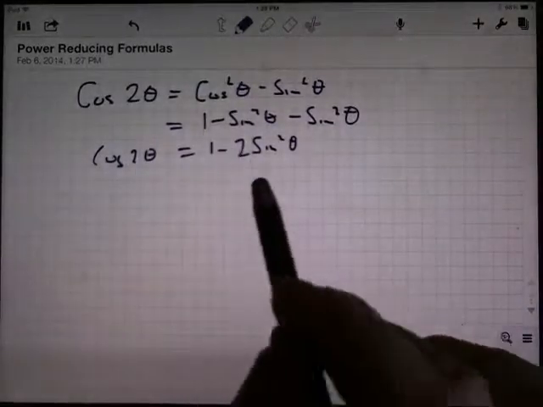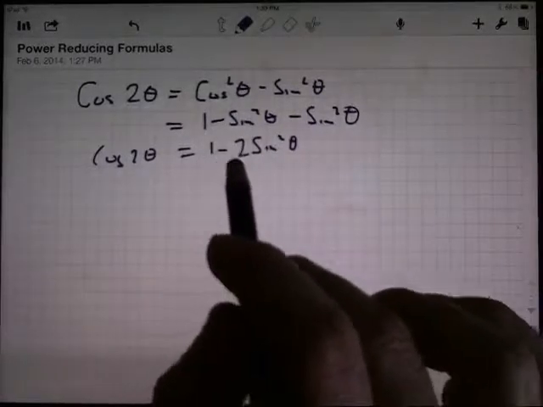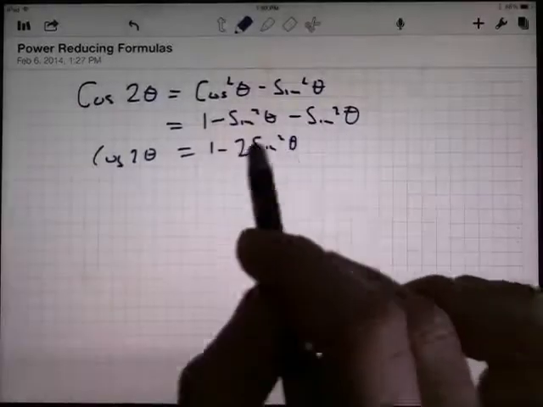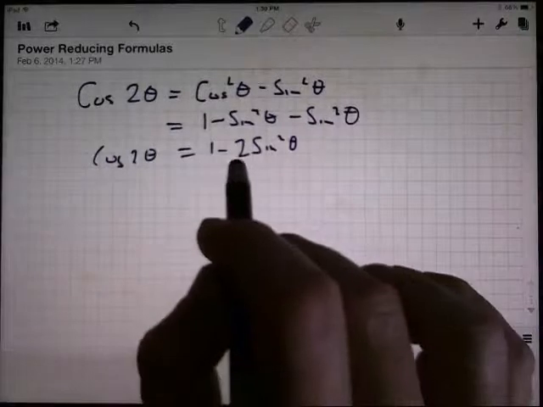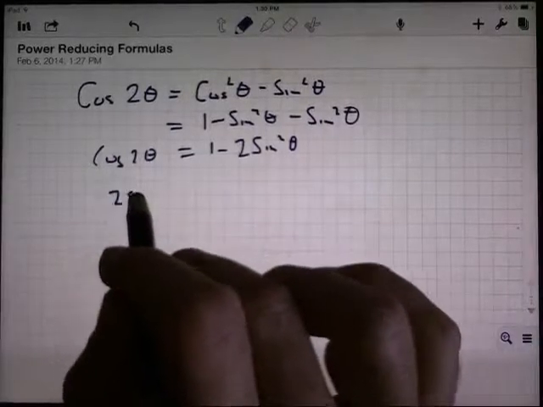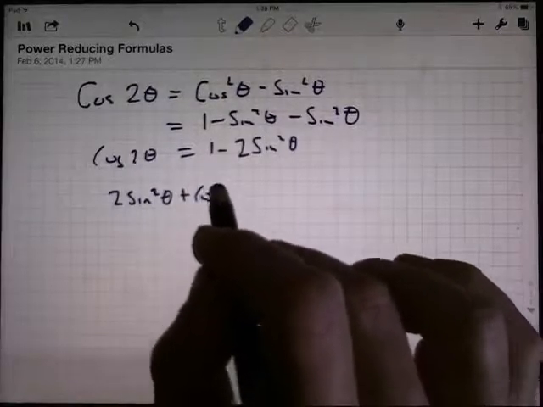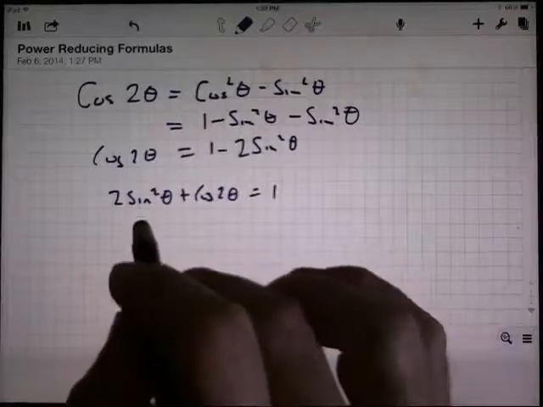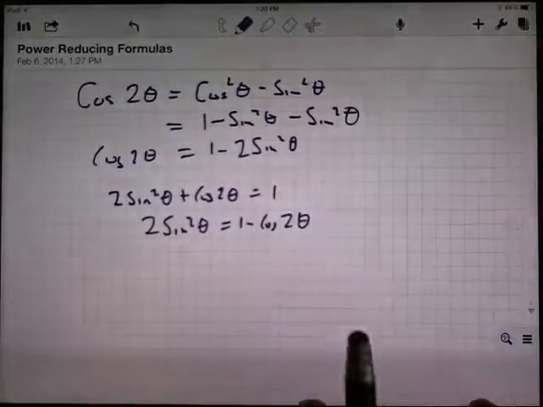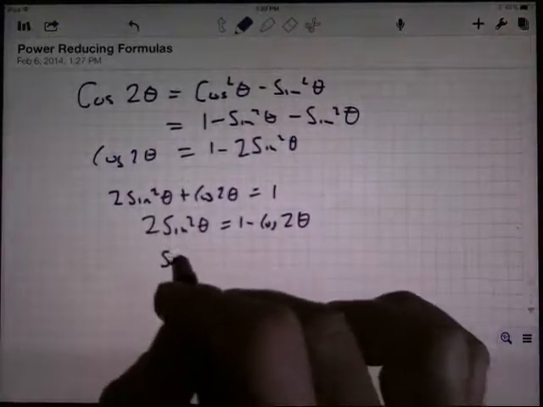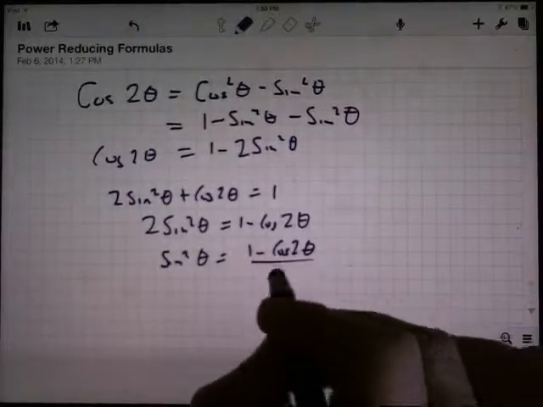I might have been able to just write that down if I could remember it, but I can never remember which one has the 2 something squared minus 1 and which is 1 minus. I can never remember. But that's fine. I can get it every time. What I want to do now is just solve for sine squared. So I'm going to add the 2 sine squared over to the other side: 2 sine squared theta plus cosine 2 theta equals 1, and then we'll subtract this over there. So 2 sine squared theta equals 1 minus the cosine of 2 theta. And then let's divide by 2. So I've got that sine squared theta equals 1 minus the cosine of 2 theta all over 2.